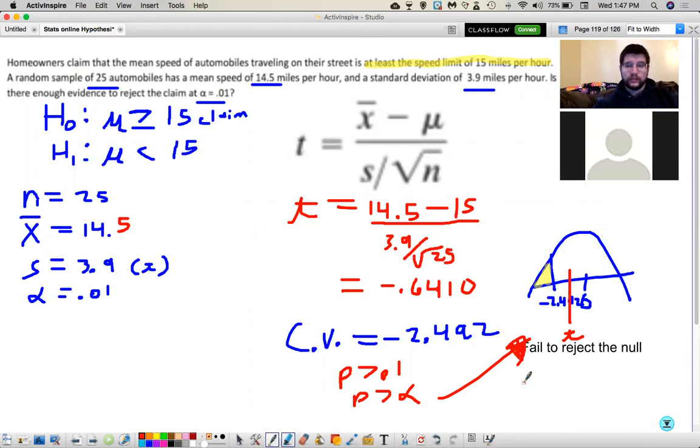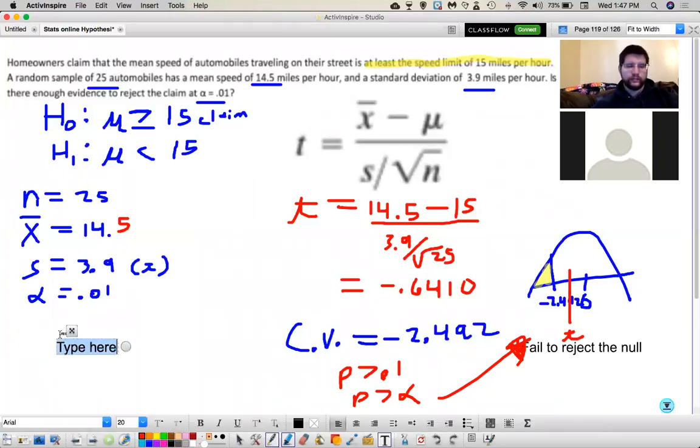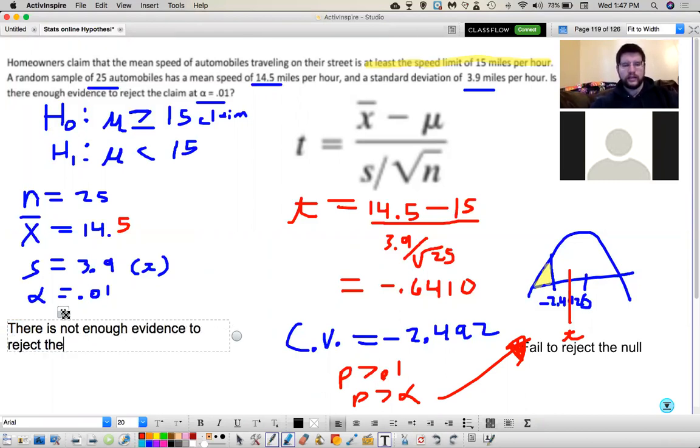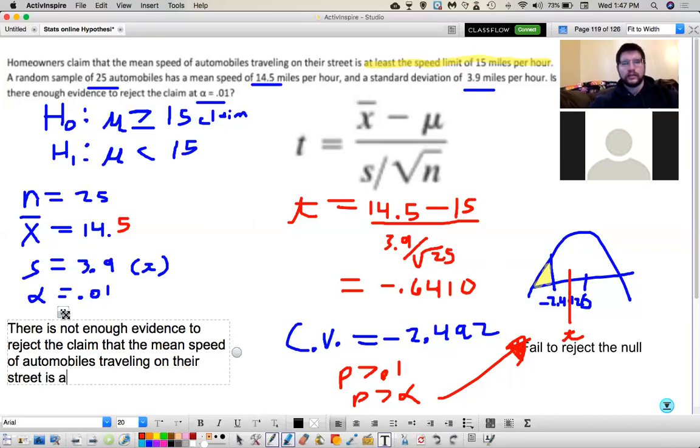Now our claim was in the null. We failed to reject the null. So there is not enough evidence to reject the claim that, and who cares, whatever that highlighted part is right there, the mean speed of automobiles traveling on their street is at least the speed limit of 15 miles per hour. Okay, good, done. Question on that one?